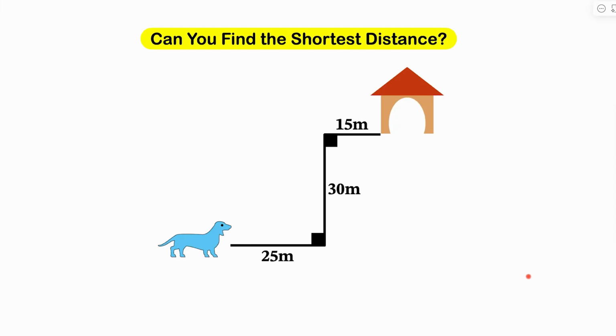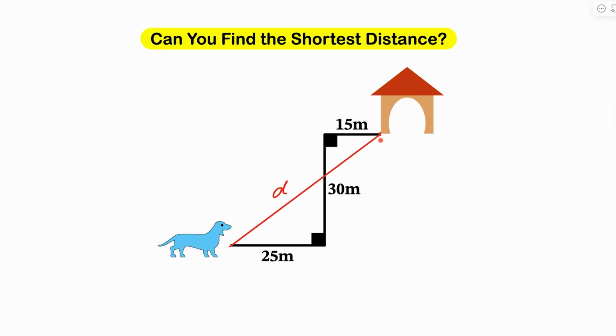Hi everyone, we have a problem and we want to find the shortest distance between the dog and the doghouse. So we all know that the shortest distance is this line from this point to this point, which I can denote by d. So how can we find the value of d?